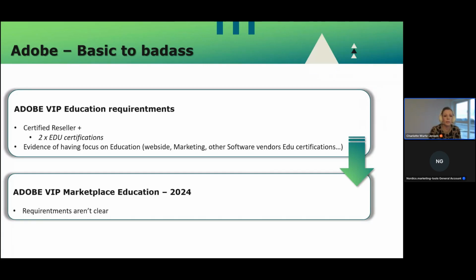The requirements is that you have to be a certified reseller. You also have to withhold 2 education certifications with Adobe. And you also have to have some kind of evidence that you're actually working with education customers. That might be a copy from your website. It might be a web shop. It could be any marketing materials that you can share, or some certification from other vendors like, for instance, Microsoft.